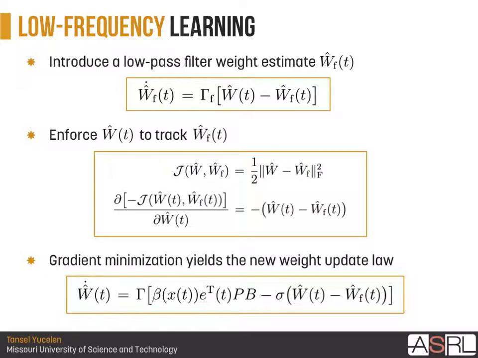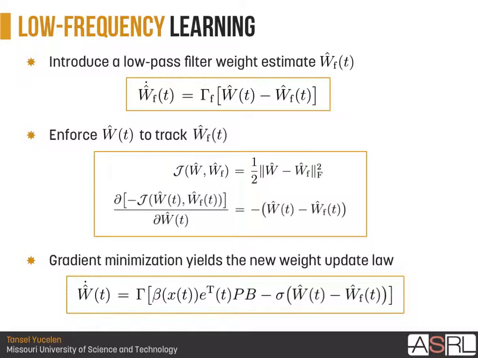So we would like to minimize this cost function. You want your weight update law to behave like this low-pass filtered version. Then if you take its negative gradient with respect to this cost function at W hat, you have this modification term. To sum up, the gradient minimization yields this new weight update law shown on the bottom of this slide. It has the standard term, and it has this modification, W hat minus W hat F.